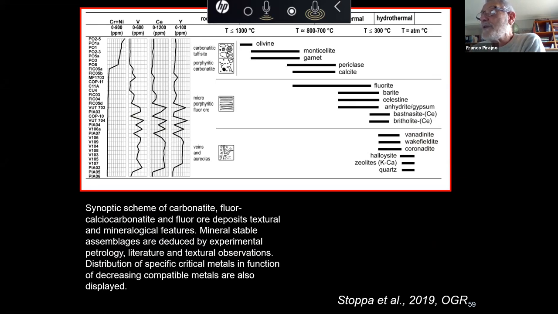Various types: we have the orthomagmatic system, with olivine, monticellite, garnet, perovskite, and calcite. Carbothermal, and this is where the carbonatite comes in, with fluorite, barite, celestine, anhydrite, bastnäsite, and eventually hydrothermal, at a lower temperature, which is related to carbonatite as well. So this is effectively a synoptic scheme of carbonatite, fluorocalcium carbonate, fluoride deposit, and various textural and mineralogical features.